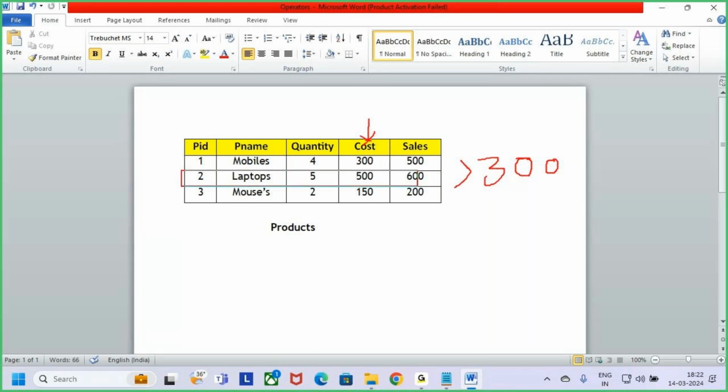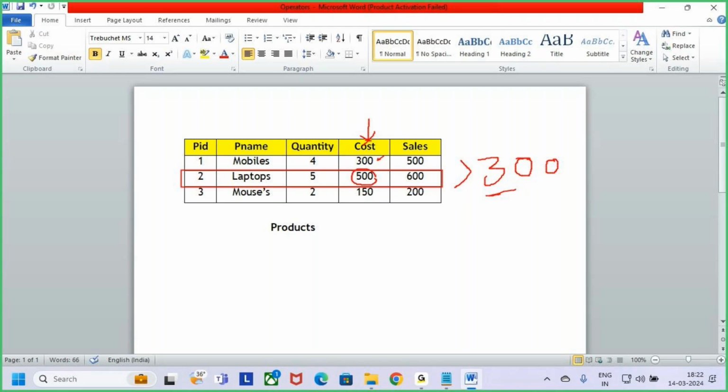Laptops. So laptops is the product where the cost price is greater than 300. The remaining two products, their cost price is not greater than 300. So what I'm doing here, I'm going to compare the values. It will go to the cost column, go to the first row, and compare whether the value is satisfying this condition or not. Is it greater than 300 or not? No, it's not greater than 300.